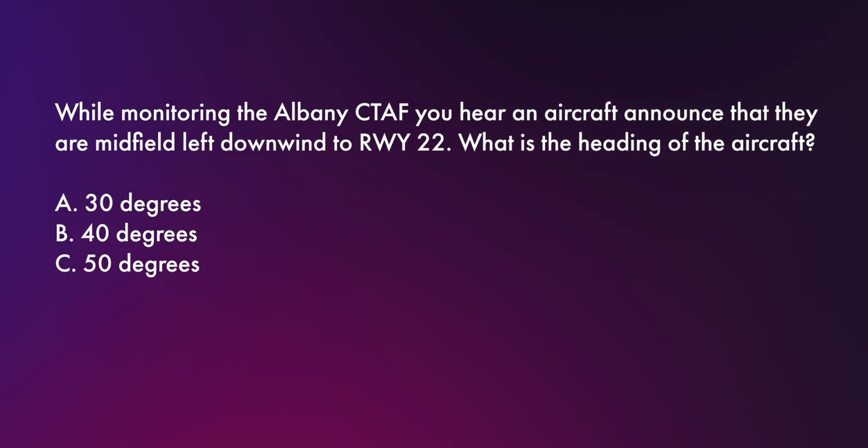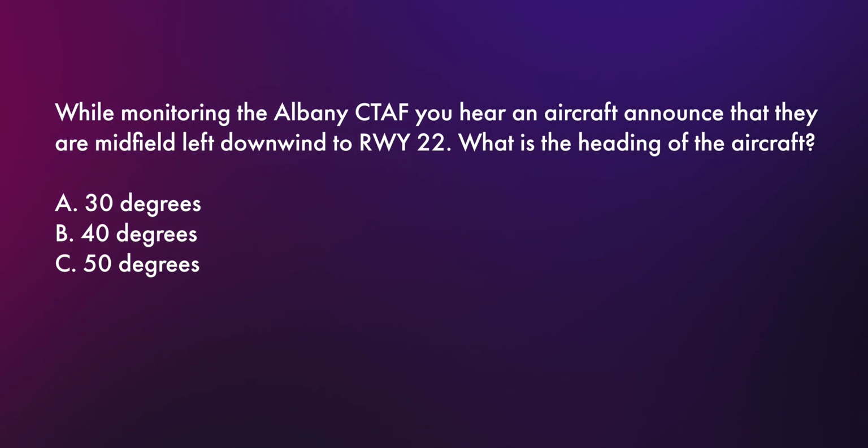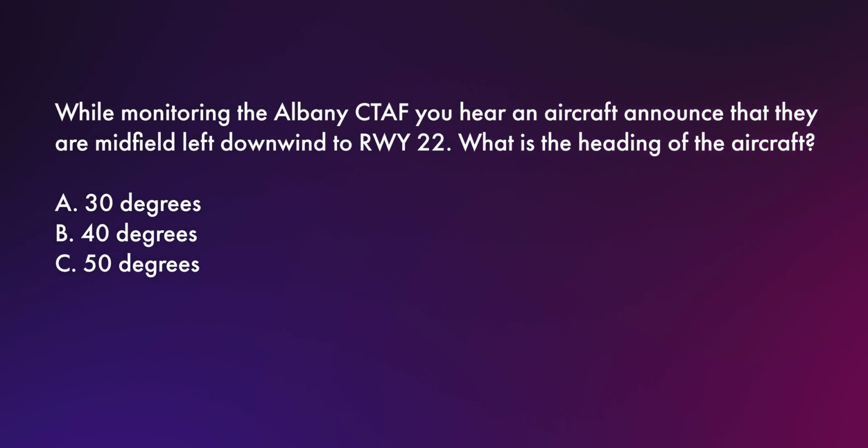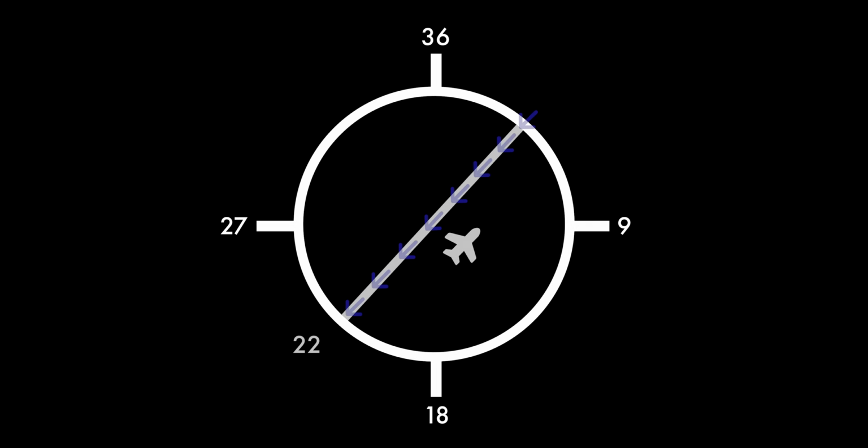While monitoring the Albany CTAF, you hear an aircraft announce that they are midfield left, downwind to runway 22. What is the heading of the aircraft? Is it 30 degrees, 40 degrees, or 50 degrees? Okay, we can do our initial setup here, just so we can get oriented.